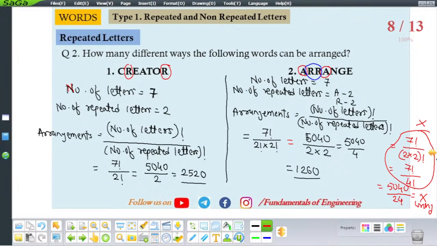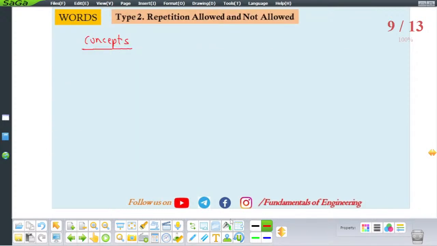Now we will see the next point: repetition of letters allowed and repetition of letters not allowed. First we will see the concept. What is meant by repetition of letters allowed and repetition of letters not allowed?